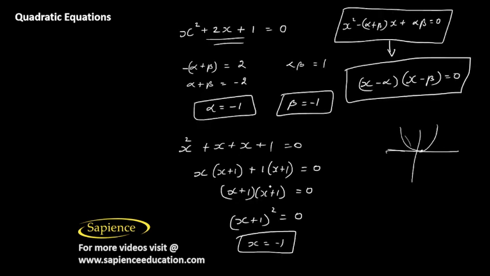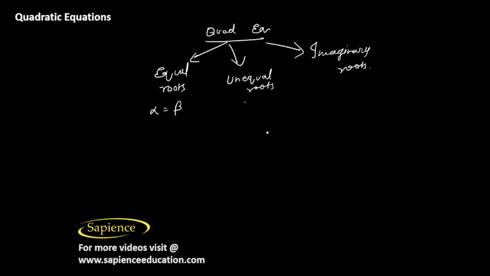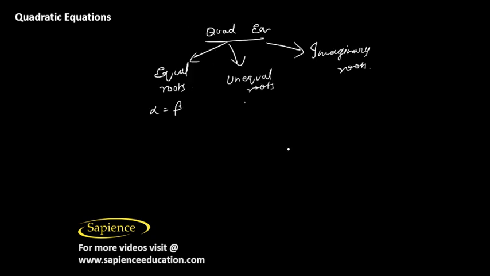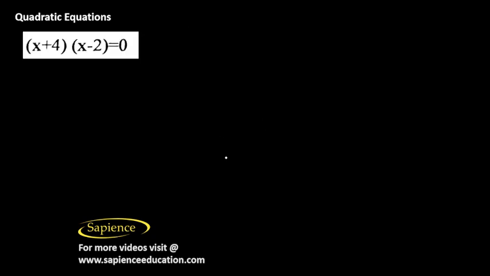Now this technique, called the middle term splitting technique, is useful to find equal roots and unequal roots. Some quadratic equations may have imaginary roots. It is better to use a technique called the discriminant formula for that, and we will see that in the next exercise. Now in this exercise, we will be focusing only on the middle term splitting technique. So let us solve these questions to familiarize ourselves with this technique.